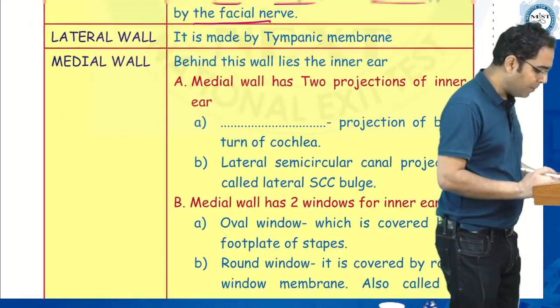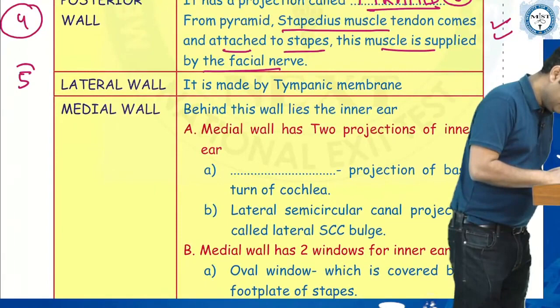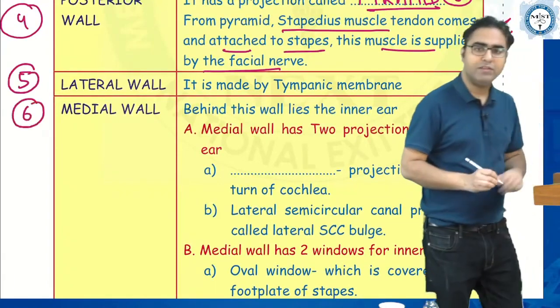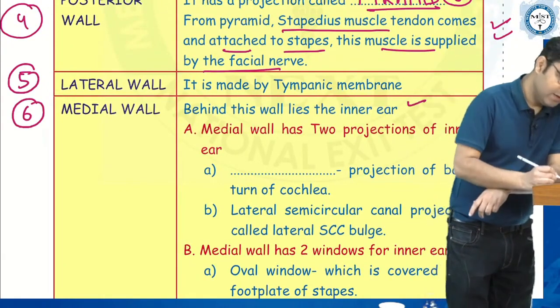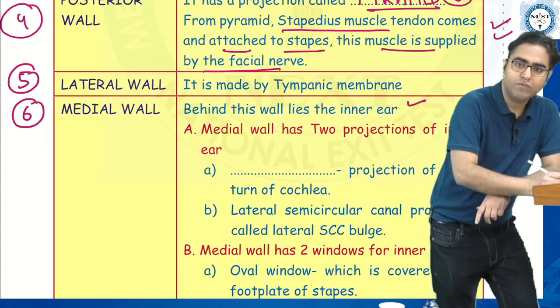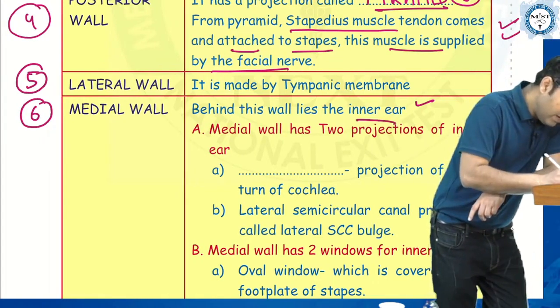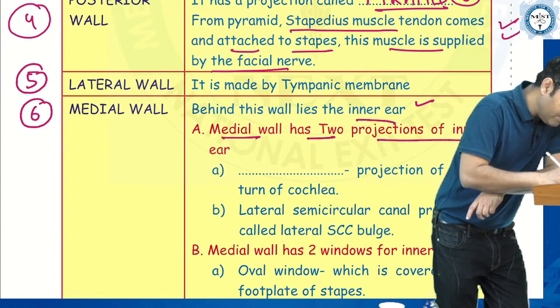Lateral wall is tympanic membrane, fifth wall. Medial wall: behind this wall lies the inner ear. Medial wall has two projections of the inner ear.